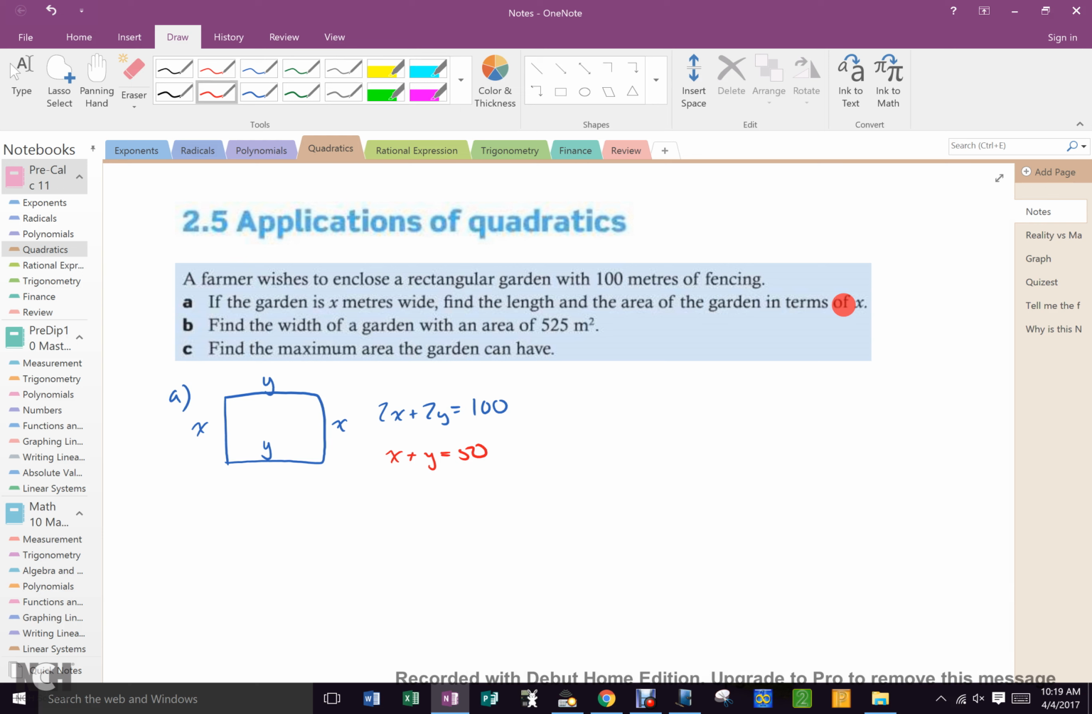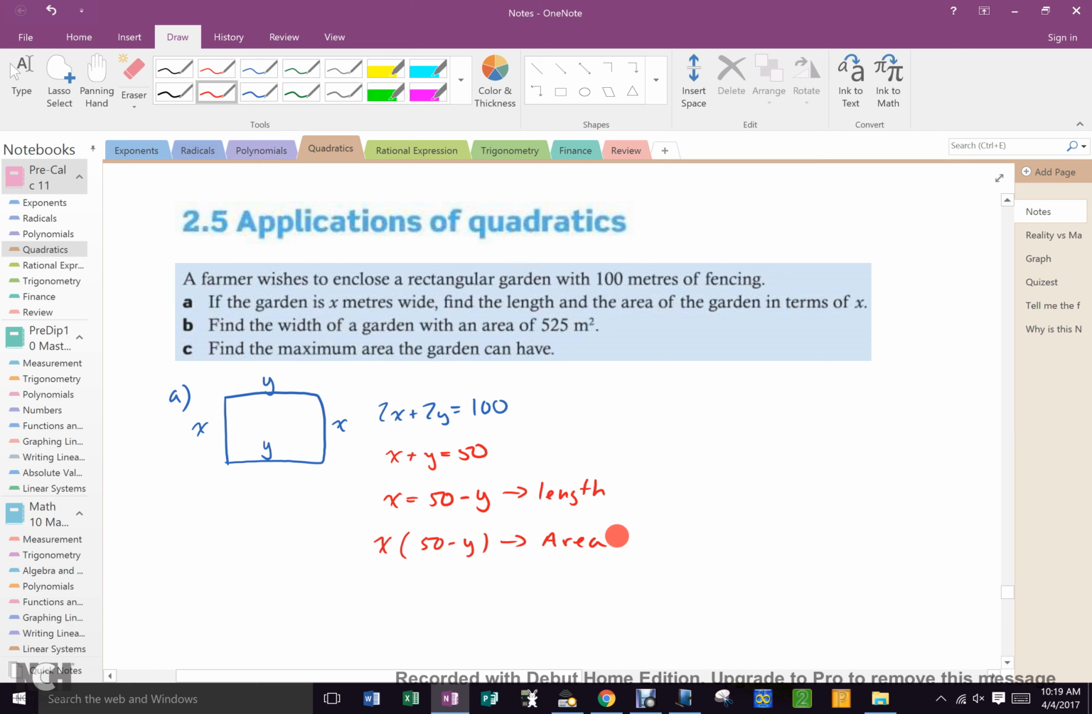So, what does x equal for length? Right. X equals 50 minus y. That is my length. Everybody cool? Does everybody understand that? Okay. What's area? X times y, correct? Well, x. What's the other one? 50 minus y. That will get me my area.